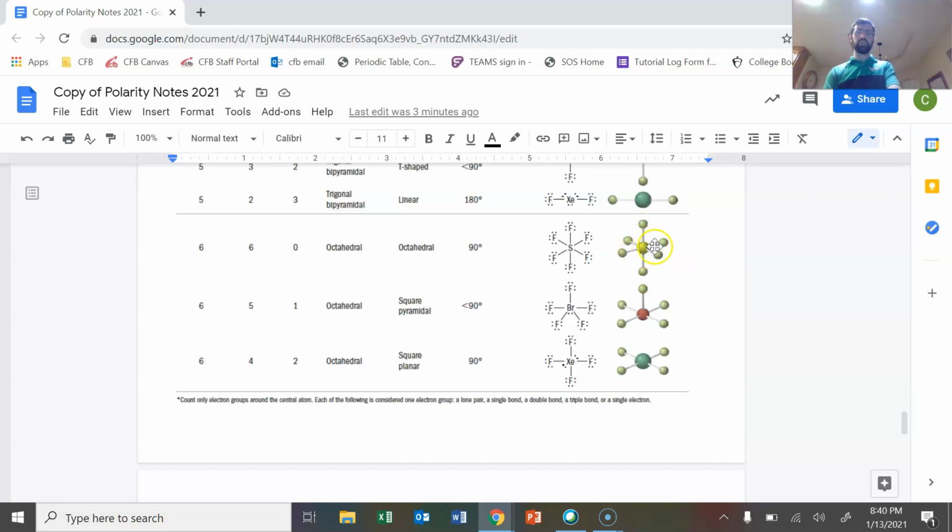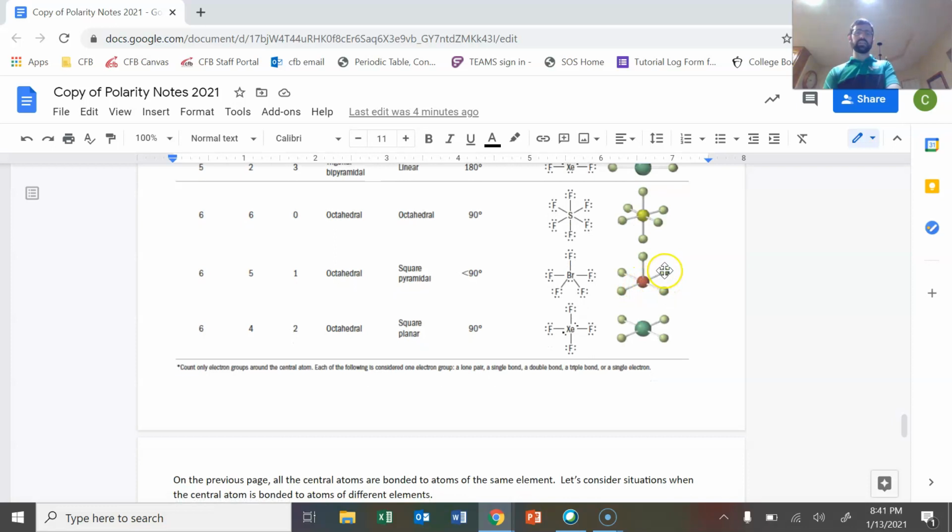SF6, all 6 bonds are canceled out by another dipole, so this is nonpolar. In this case, these 4 will cancel each other out, but we have a dipole here at the top that is not canceled out by anything on the opposite side, so this will be a polar molecule. In this case, all 4 of those bonds are directly opposing another polar bond. So in a square planar shape like this, it's going to be a nonpolar molecule as long as all the atoms on the outside are the same.